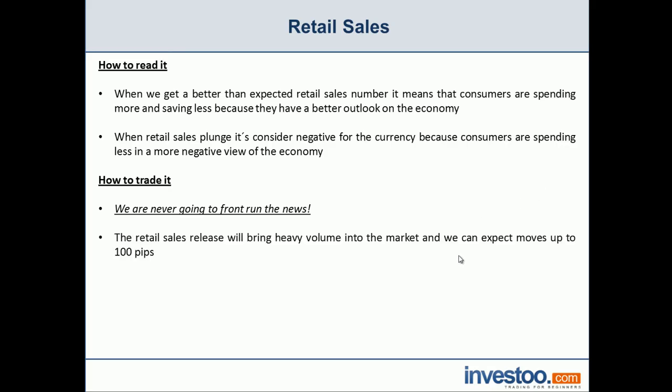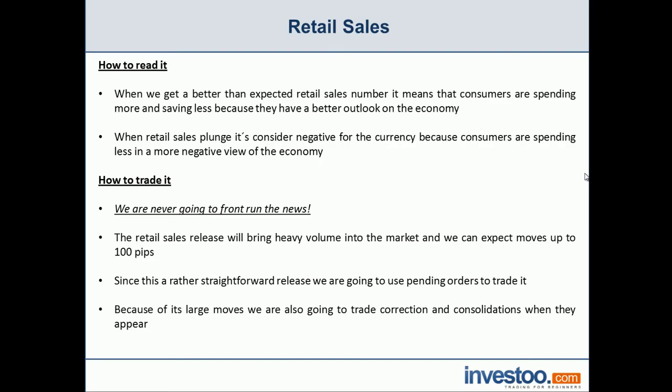The retail sales will bring heavy volume into the market, and we can expect moves up to 100 pips. And you're going to see in the example that we are going to go through, we have an 80 to 85 pip move, which would have made for a nice profit on a very short trade. Since this is a rather straightforward release, we are going to use pending orders to trade it. And because of its large moves, we are also going to trade corrections and consolidations when they appear.